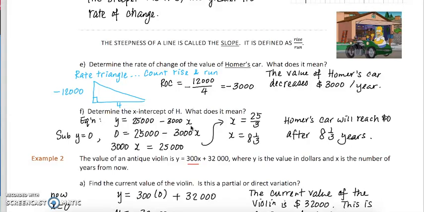And if I'm looking for the x-intercept, I can sub in 0 for the y value and solve this equation. It tells me that when x is equal to 8 1/3, the y value on this line will be 0. Interpreting this meaning, it means that Homer's car will reach $0 after 8 1/3 years.